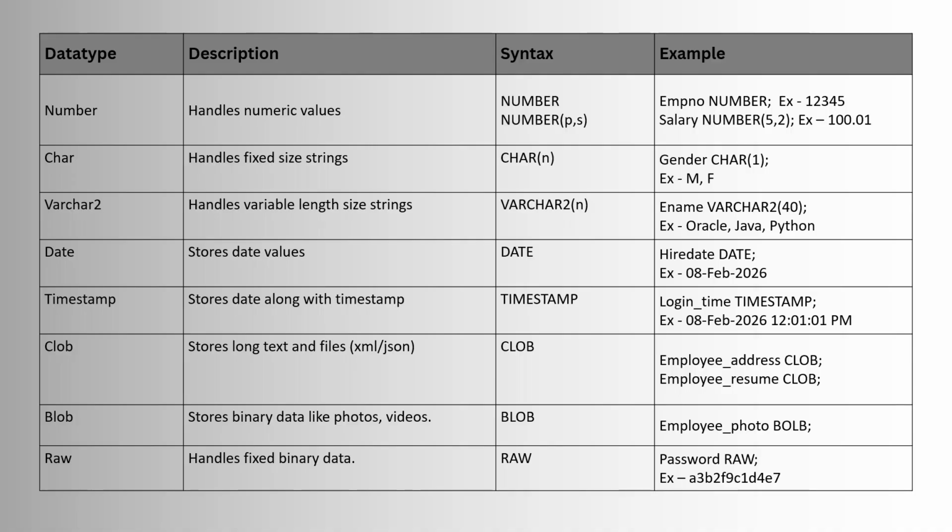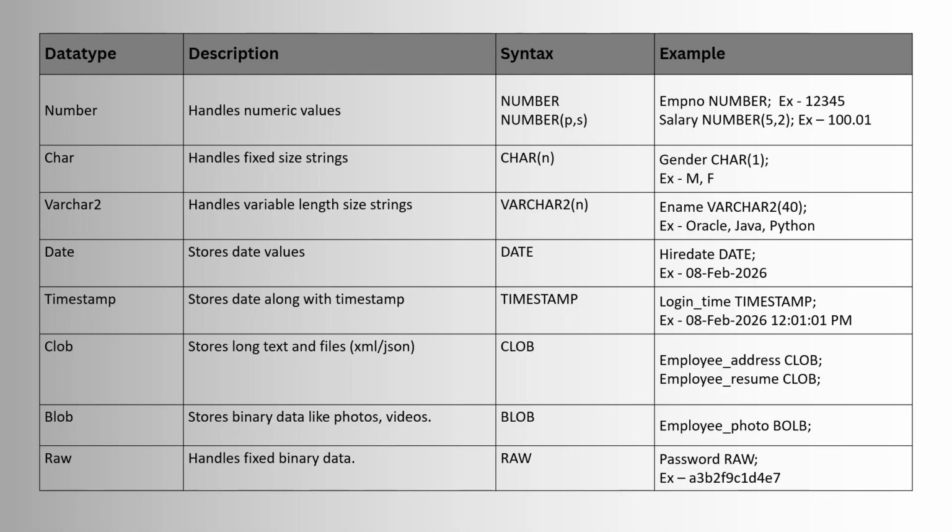And we have the clob data type, which is a binary data type that can store large text or large documents, large files like XML or JSON. We can use this data type for columns like employee address, which has lengthy text, or employee resume details, or employee permanent or current address. For such types of columns we can prefer to use the clob data type.